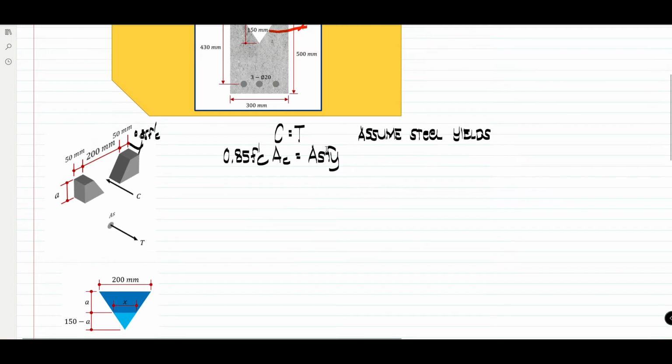So from this one, we can get an equation: AC is equal to ASFY over 0.85 times F prime C. So yan ngayon yung magiging base equation natin. Let's take this as equation 1 for our area of the concrete.